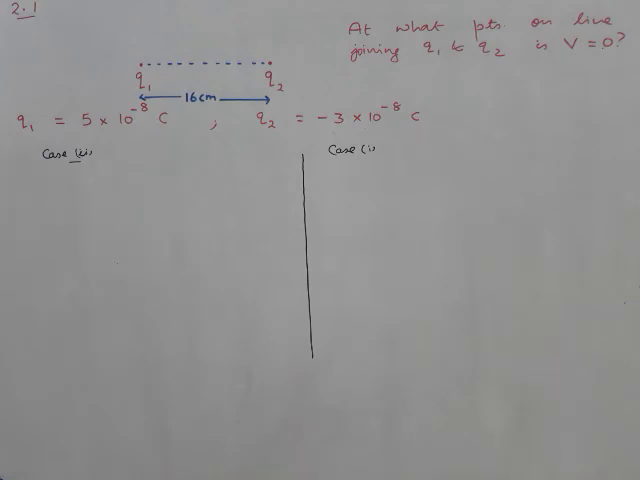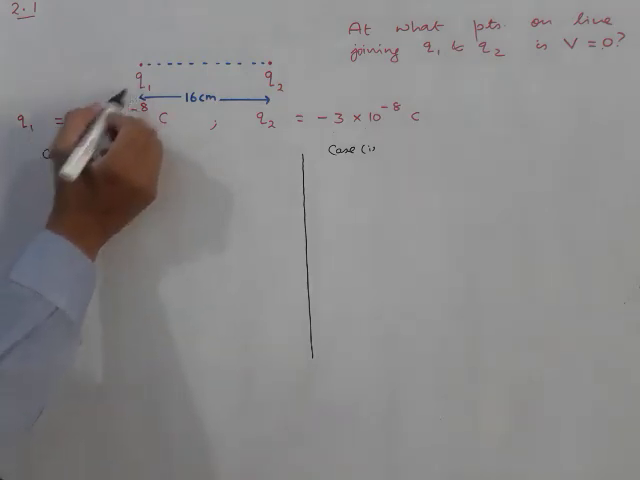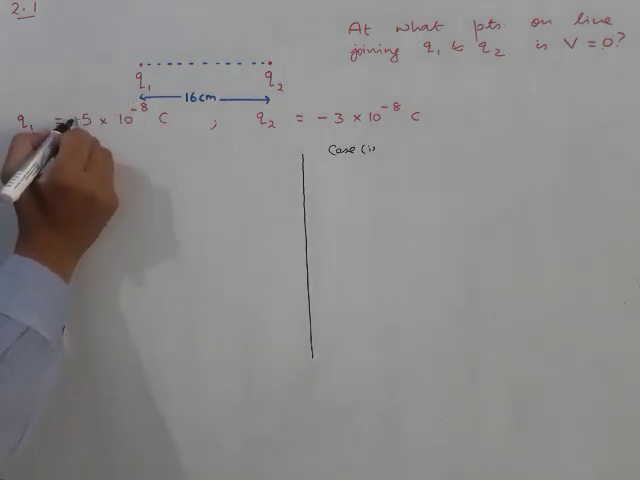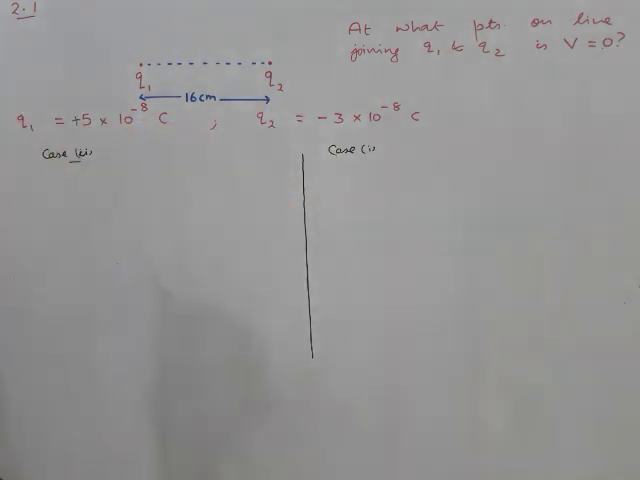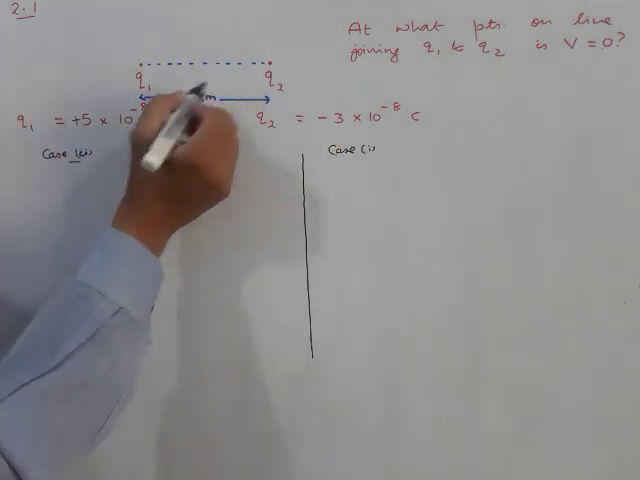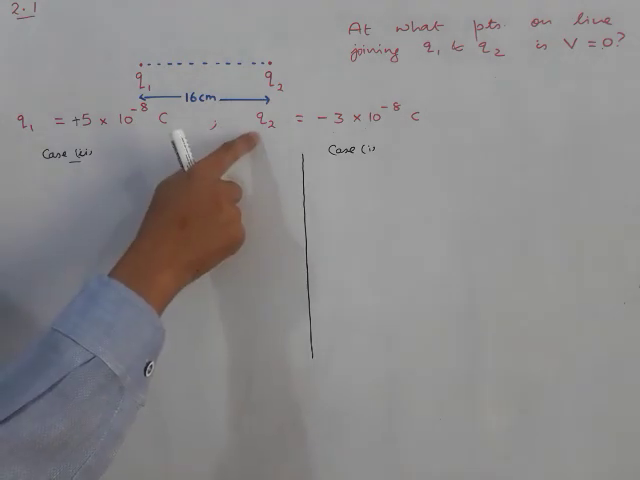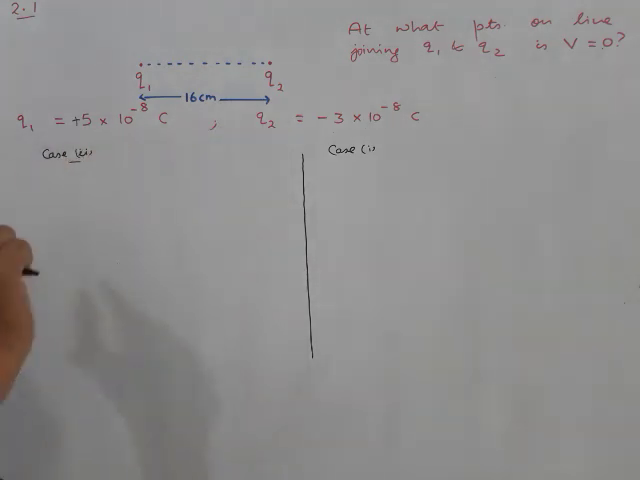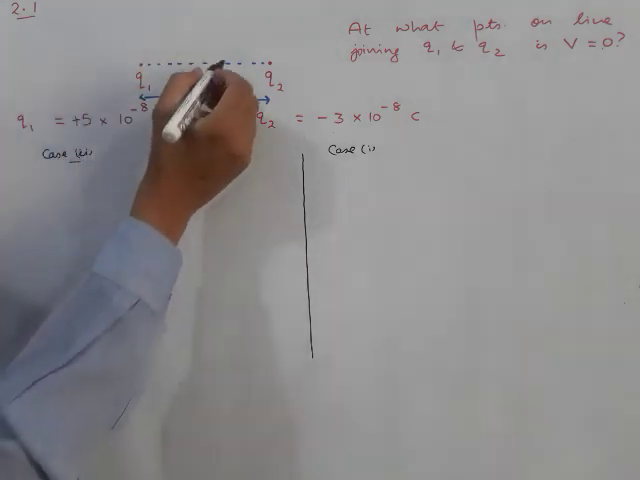See the potential formula that we have derived, 1 by 4 pi epsilon naught Q upon R. We have derived it based on this assumption only, that the potential is 0 at infinity. Q1 is positive and Q2 is negative. So its potential will be positive, its potential will be negative. So there is a chance of cancellation at suitable points.